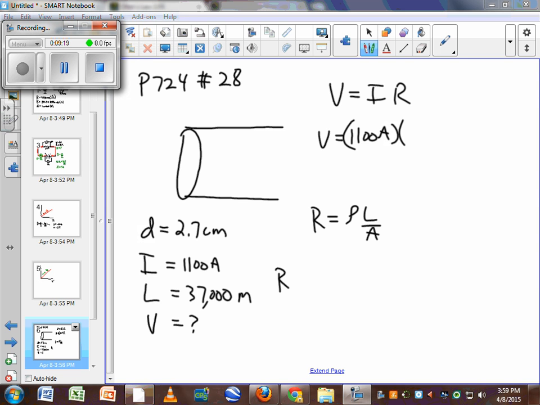R equals, oh wait a second here, it's aluminum, so I have to look up the resistivity of aluminum. That's 2.7 times 10 to the negative 8th, and that's in ohm meters. The length of the wire is 37 kilometers, which we have to put in as 37,000 meters. And the area of a wire, since it's a circle, we have to do pi r squared.